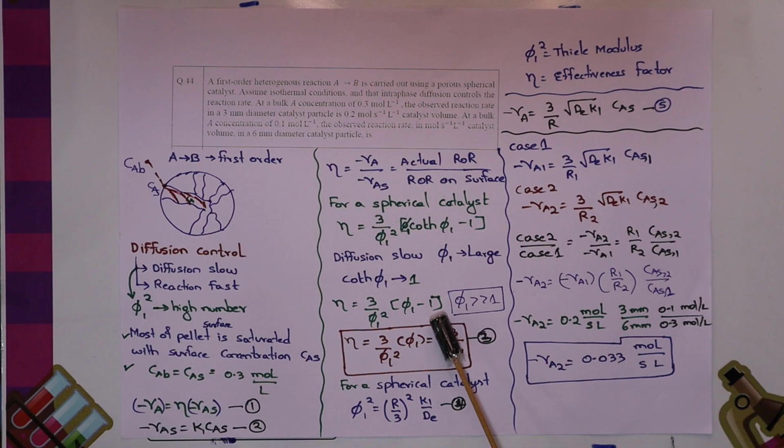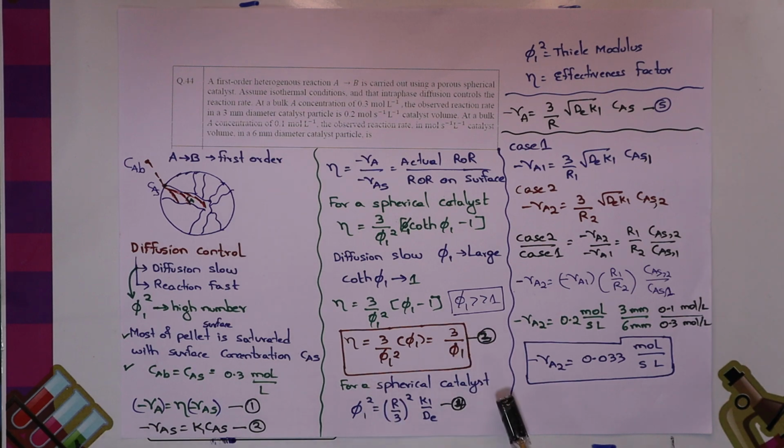So instead of taking this one, remove this one. When Thiele modulus is much greater than 1, phi 1 minus 1 will equal phi 1. So the final equation for effectiveness factor is 3 by phi 1 square times phi 1, which is 3 by phi 1. So this is the equation we are supposed to use to estimate the value here. Effectiveness factor is nothing but 3 by phi 1.